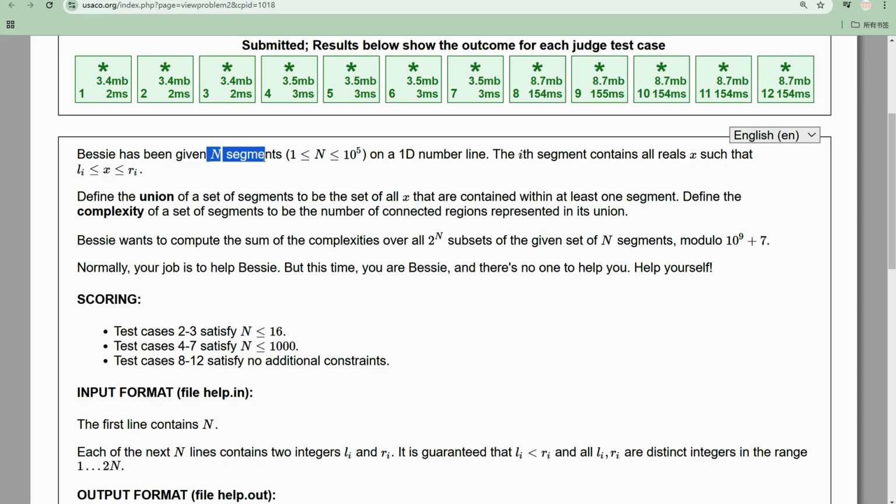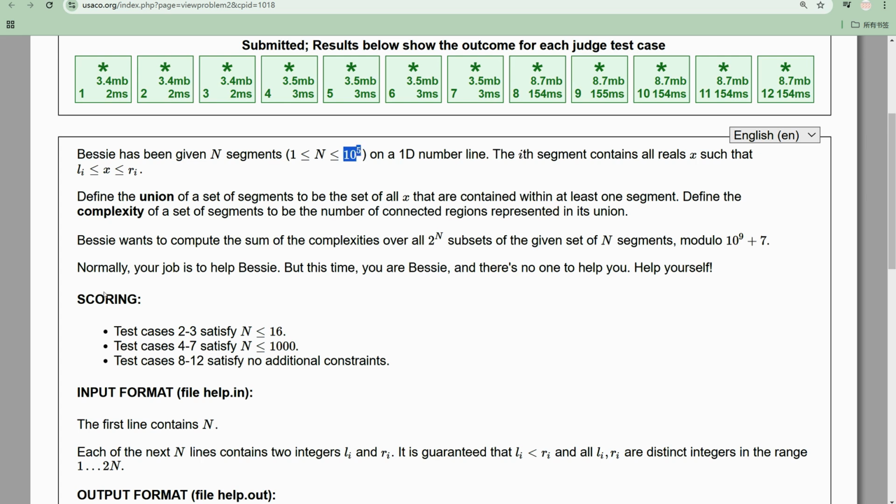You're given n segments, you're putting them onto a number line, and we define the union of a set of segments to be the set of all x that are contained within at least one segment. The complexity of a set of segments is the number of connected regions in this union. Now you want to compute the sum of the complexities over all 2^n subsets of the given n segments, modulo 10^9 plus 7, and n is at most 10^5.